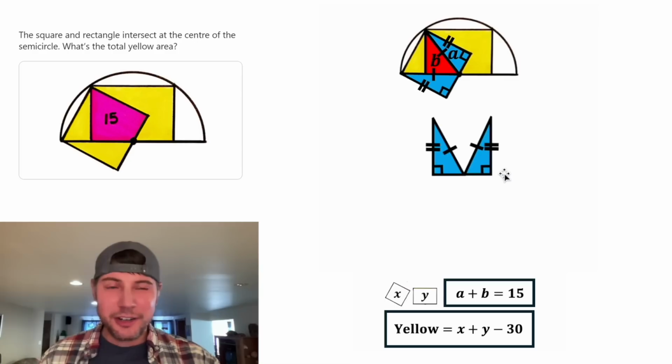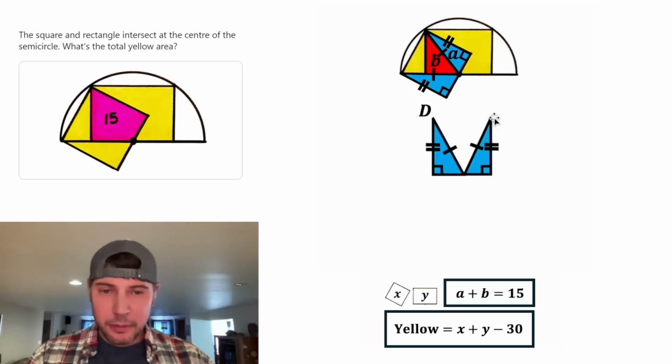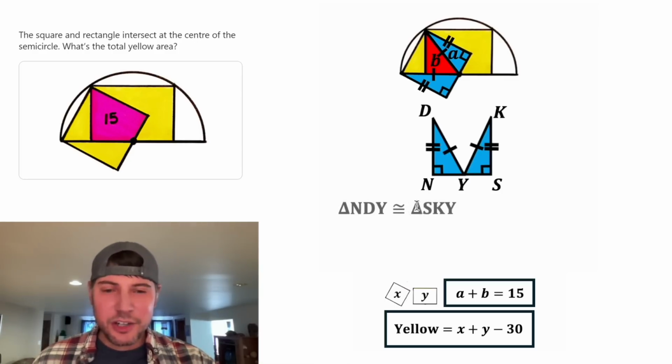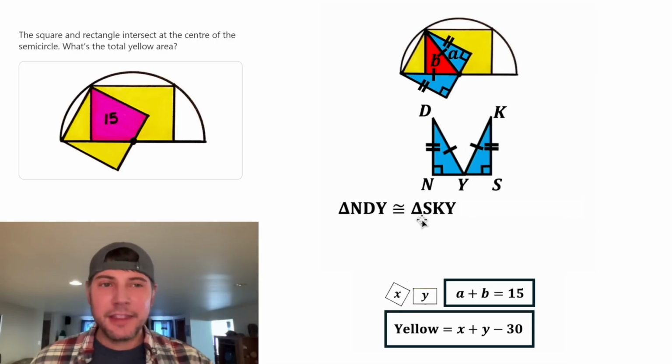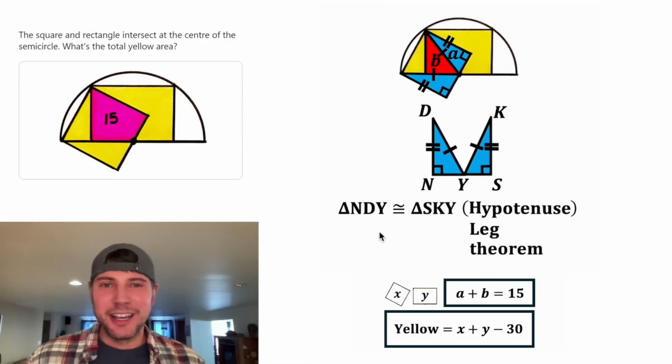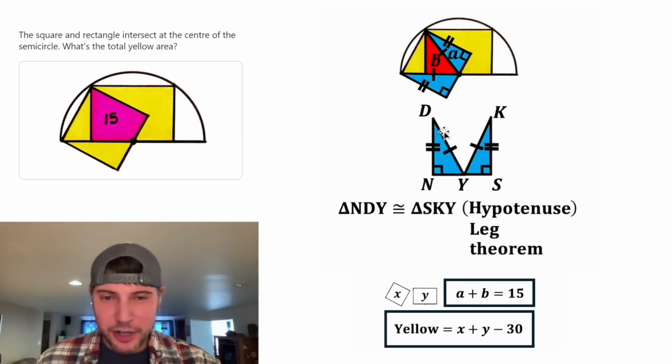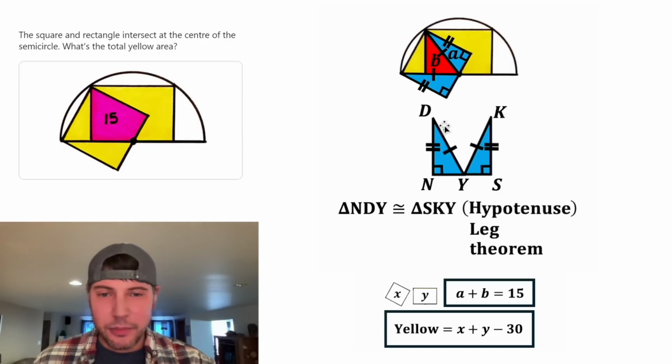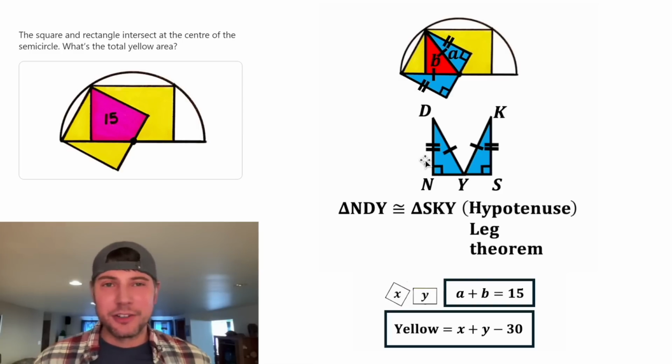And here's our 2 triangles brought down here. If we label each of these points, we can say triangle NDY is congruent to triangle SKY. And that is because of the HL theorem. The HL stands for hypotenuse leg. That means if you have 2 right triangles and they have a matching hypotenuse and also a matching leg, you know the 2 triangles are congruent.